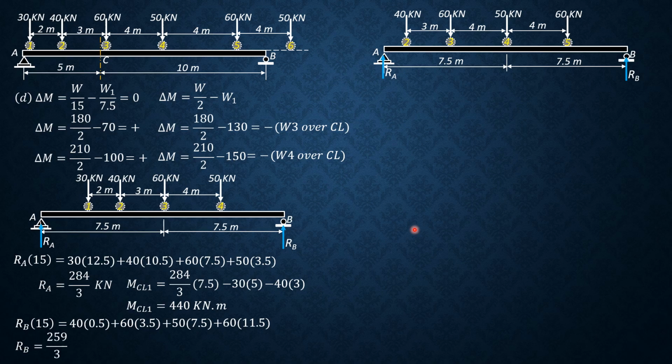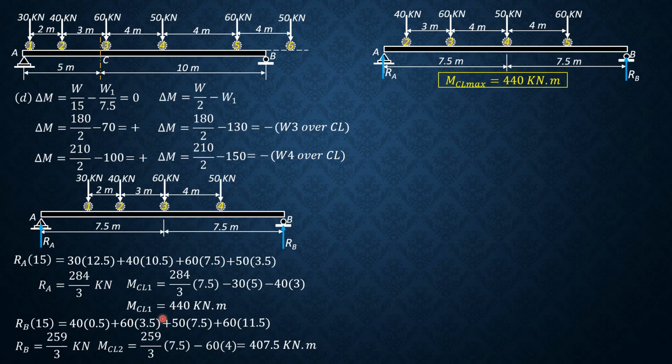So R sub B is equal to 259 over 3. So M center line max 2 is RB times 7.5, 259 over 3 times 7.5 minus 60 times 4. So it is 407.5 kilonewton meter. It is less, so therefore the maximum moment at center line is 440 kilonewton meter.